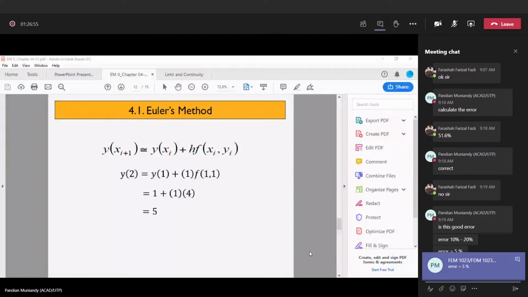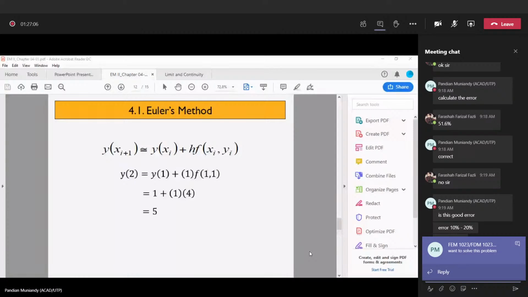Okay, now we want to solve this problem, a problem of error. So class, there are a few ways to overcome this matter. First thing you see, the h that you have used is equal to 1. So we have to reduce the h. But this is not guaranteed.